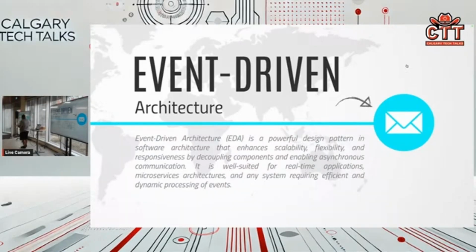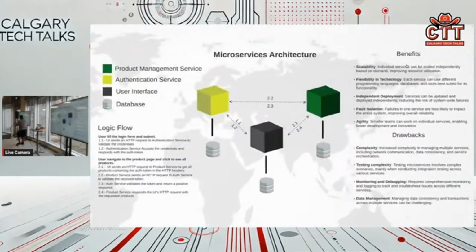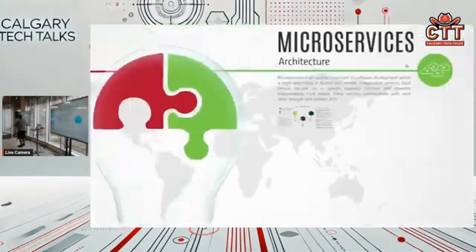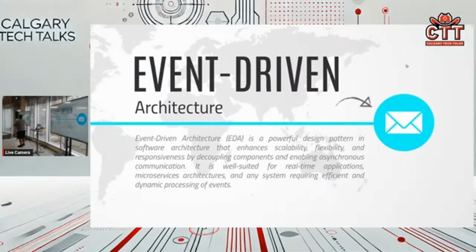It's a really powerful design pattern in software architecture that helps us with scalability, flexibility, and responsiveness by decoupling our components. Because if we go back here, for example, I'm saying that the product management service knows the authentication service, right? So there is a coupling between them. But now, when I'm talking about EDA, the idea is to decouple those services, and it's really nice because it also gives us more fault tolerance.